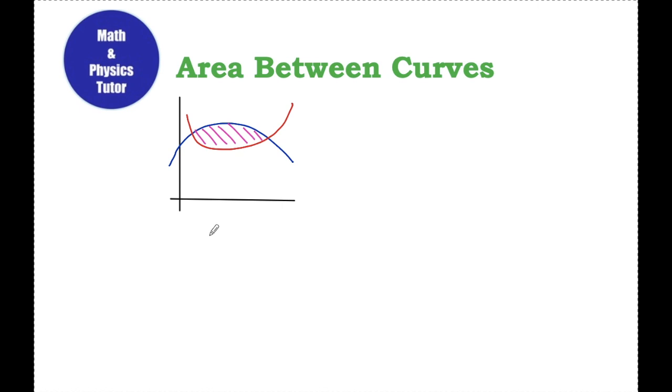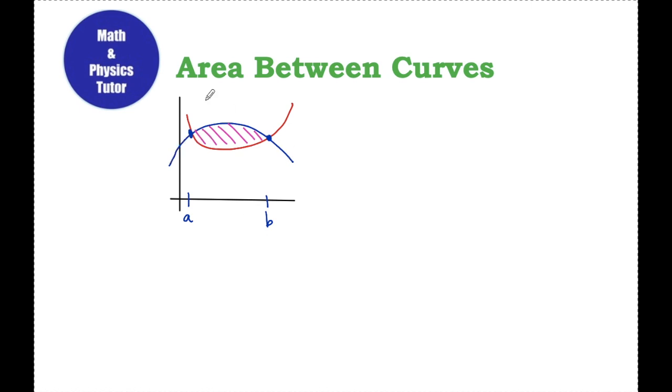The first thing that we want to know is, well, where do these curves intersect? So we're worried about this point and this point. Say the point of intersection here, the x value is x equals a, and the point of intersection over here is x equals b.